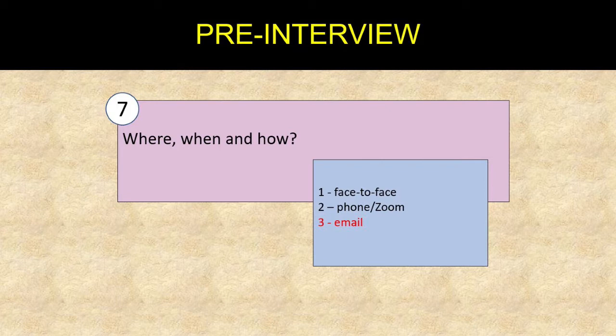Okay, slide 21. So the next one is where, when and how. In normal times, the best way to do it is number 1, face-to-face. But we're not in normal times, as we know. So phone or Zoom is a good way to do it. I've put third choice, email, in red. Avoid email interviews. Please avoid them.